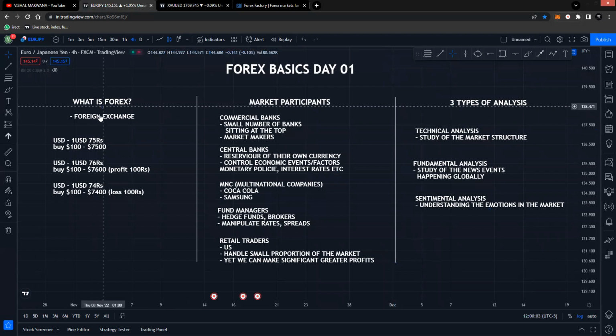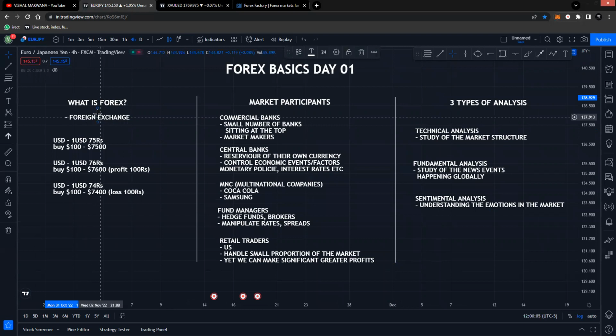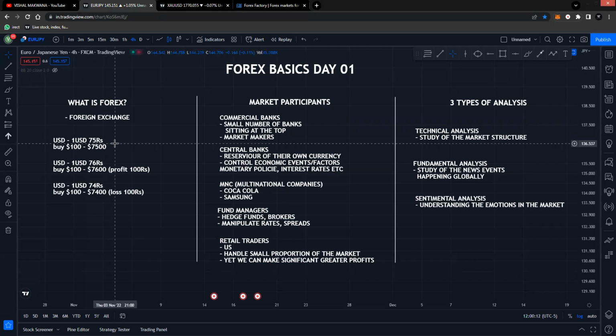So a quick recap, what is Forex? Forex is foreign exchange, okay? And we deal in different currencies across the globe, right? And we trade the market movements. We don't buy a specific asset, just like we do in crypto, just like we do in stocks. We trade the movements basically. Then we have the market participants. There are majorly 5 types of market participants: commercial banks, those are at the top.